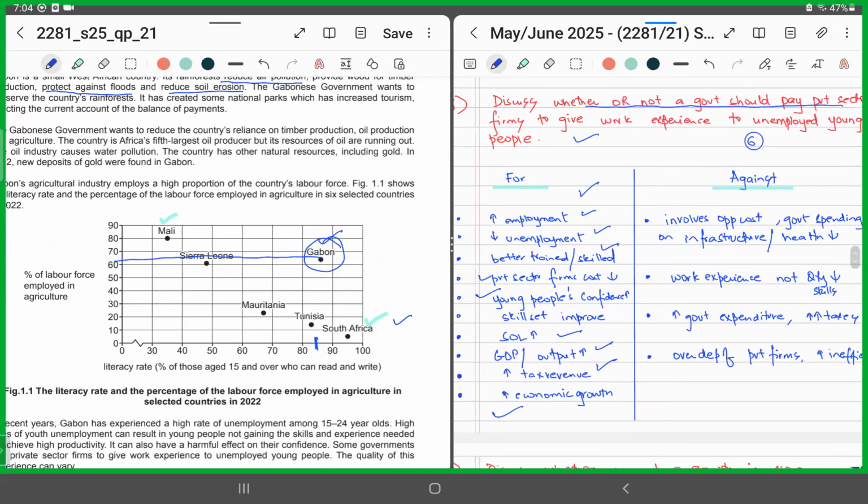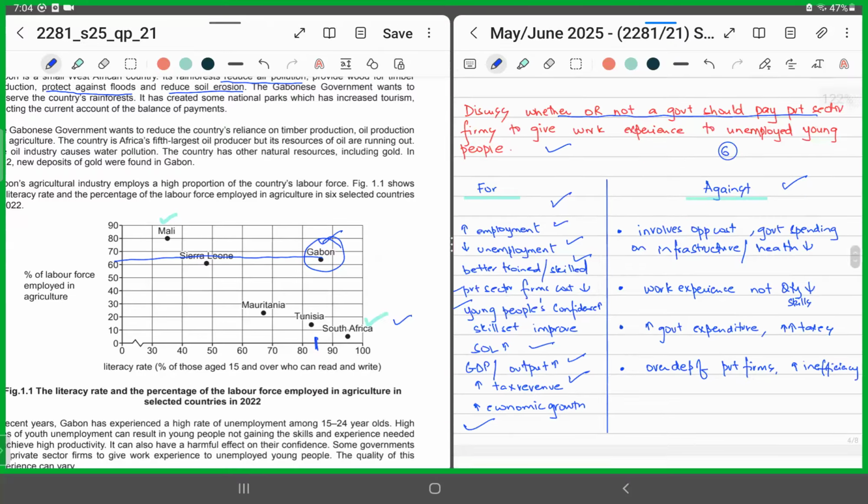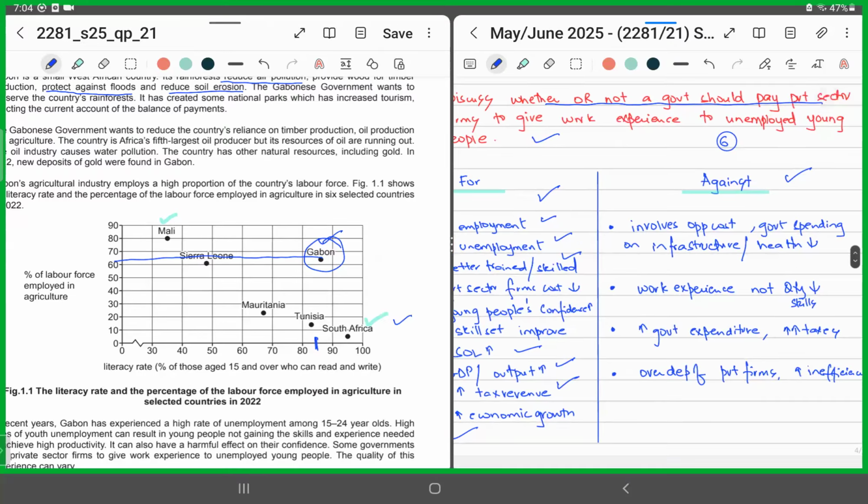However, you could say that it might not bring in such windfall advantages or gains for the economy. Why? Because it also involves an opportunity cost. If the government is providing support in order to provide work experience to these unemployed youth, it involves an opportunity cost, because it means the government could have been spending less, maybe, on infrastructure or the provision of health services, right?